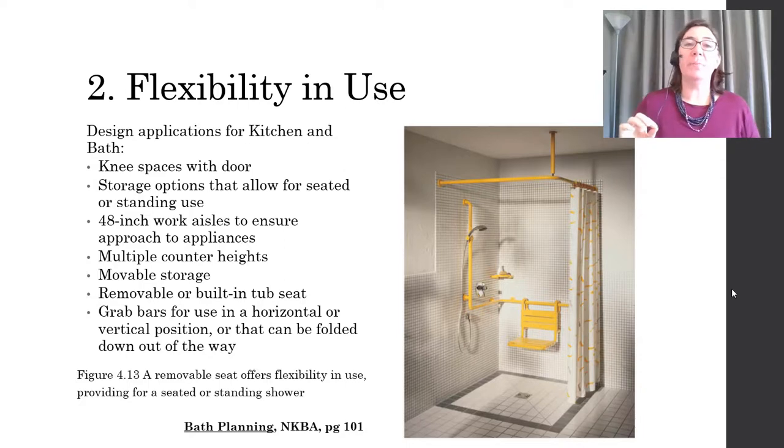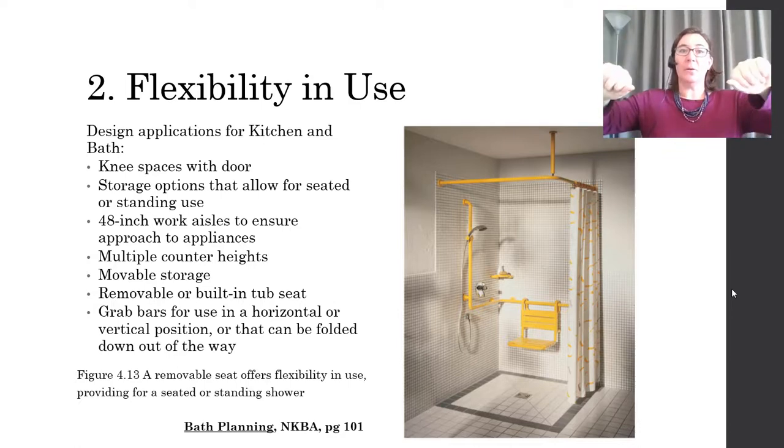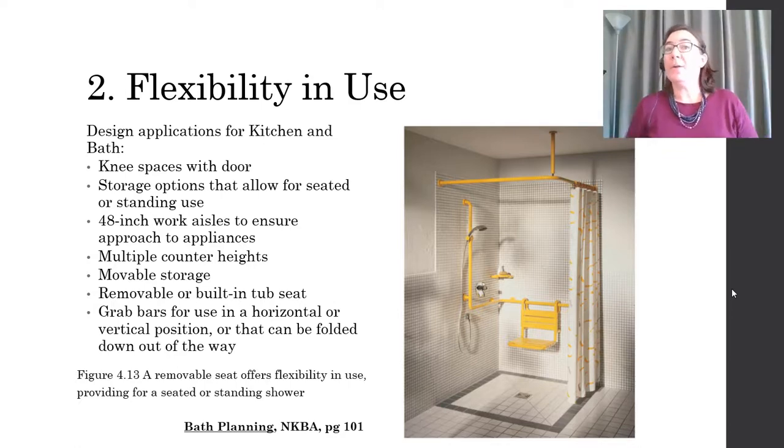A removable or a built-in tub seat or shower seat, as in the example here, is important for flexibility. All right, someone can use the tub or shower from many different postures and positions. And finally, bars in different positions, vertical, horizontal, angled, or there are some grab bars that can be folded up and down out of the way.